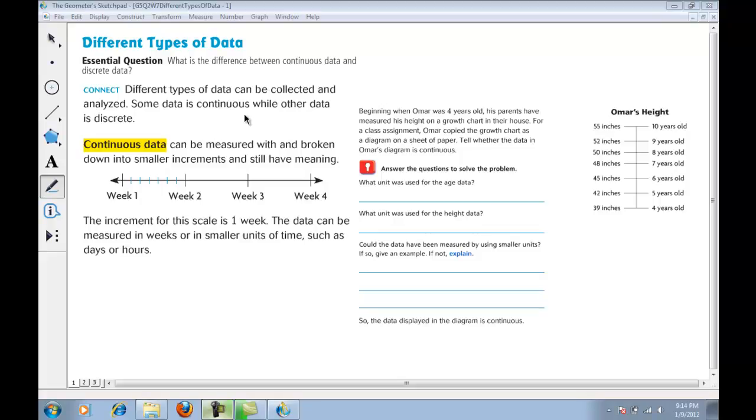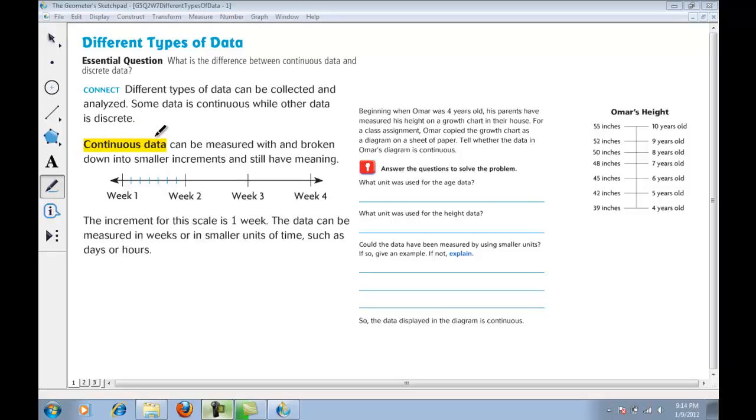In this lesson, we're going to discuss different types of data. The essential question is, what is the difference between continuous data and discrete data? Now let's connect this to what we already know. Different types of data can be collected and analyzed. Some data is continuous, while other data is discrete.